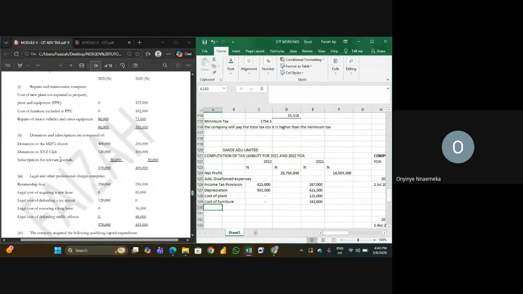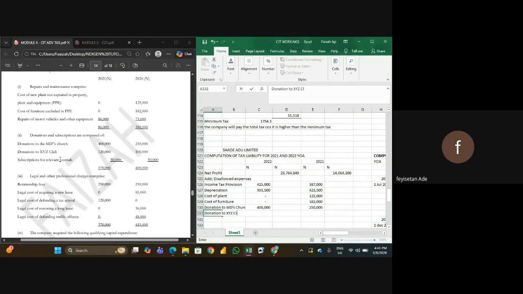Okay, donations. Donation to MD's church, is it allowed? No, madam, it's not allowed. How about to XYZ club? It's not allowed. Both are not allowed. Donation, 400,000. 250,000.